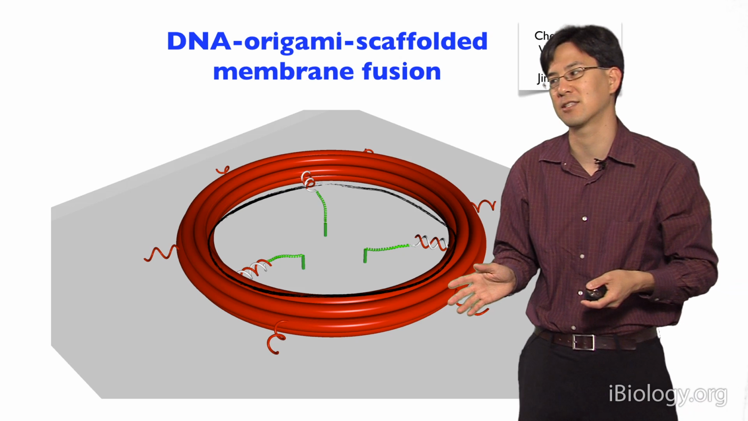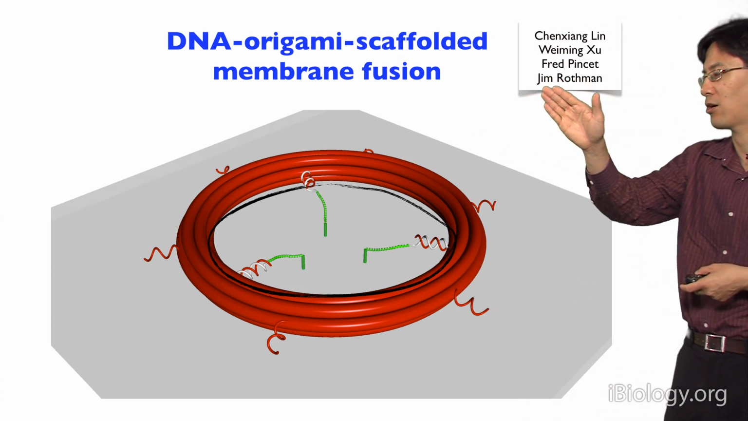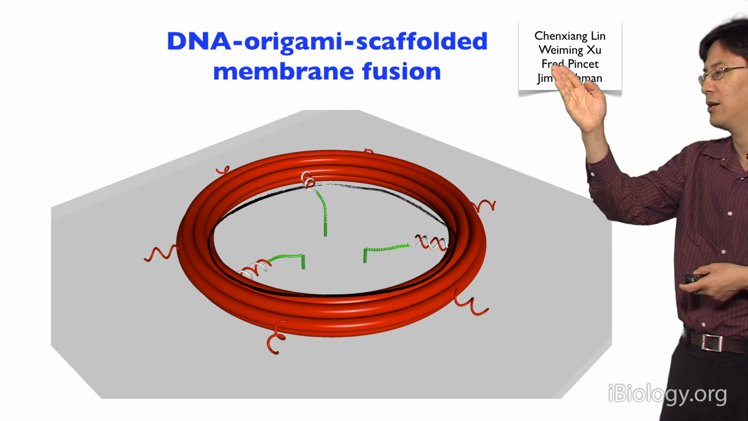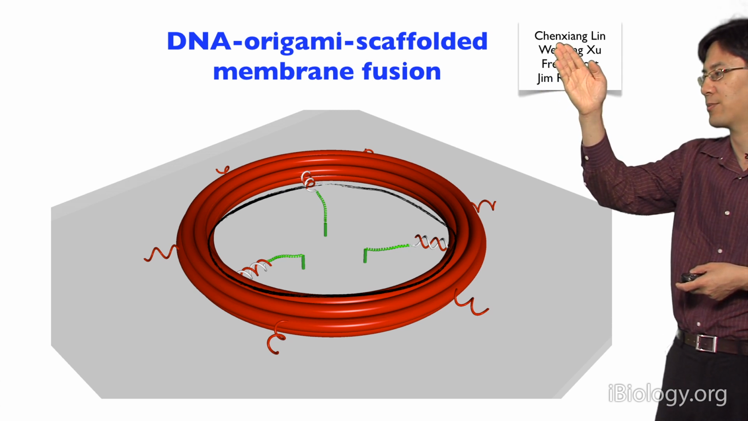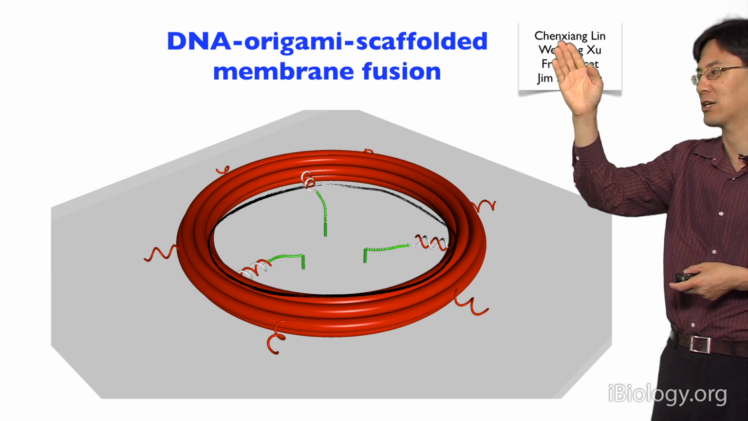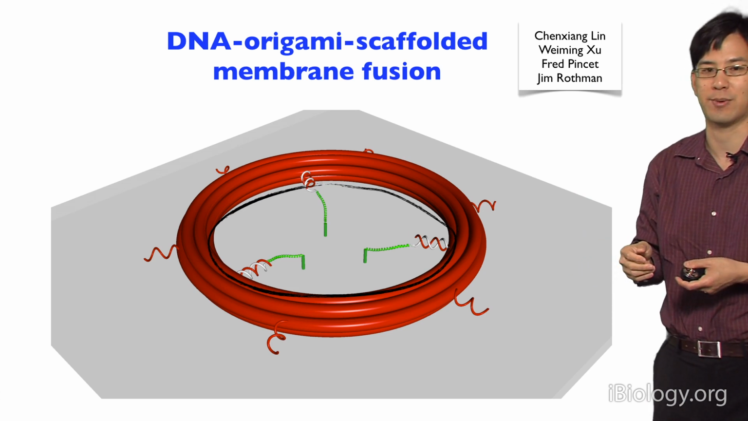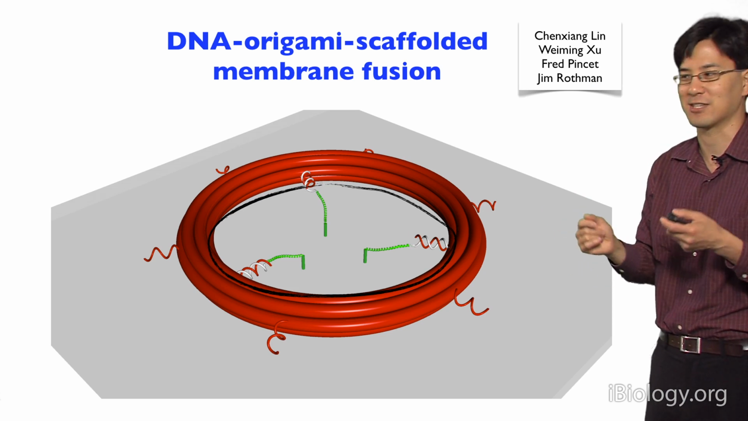I should mention that this is work that's still in progress. It's a collaboration between our lab and the lab of Jim Rothman. Chenxiang Lin was a postdoctoral fellow in the group. He initiated the project along with Weiming Xu in Jim's lab. Now Chenxiang is an assistant professor at Yale, and in our lab, the project has been taken over by Bhavik Nathwani at the time of this taping.